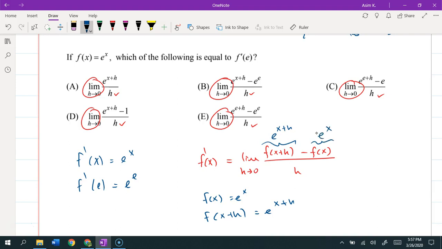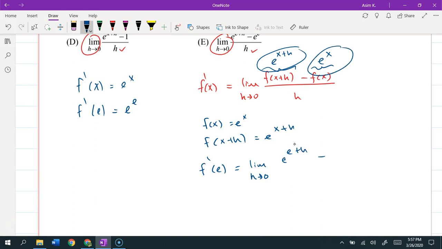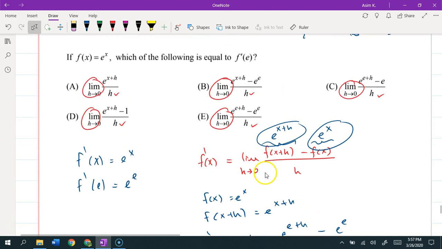And finally, the last thing that we need to do is plug e into this derivative. So we want to find the derivative at e. Now, how is that going to change what we have here? Limit h goes to 0, and where it says e to the power x plus h, it becomes e to the power e plus h, and where it says e to the power of x, it becomes minus e to the power of e, so that looks very interesting. And then on the bottom, you have an h, right? So the correct answer in this situation would be the letter E.